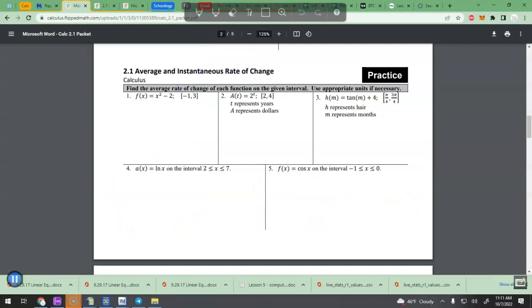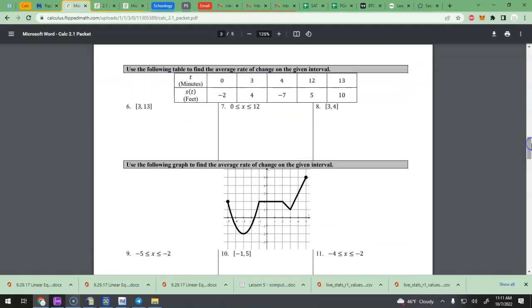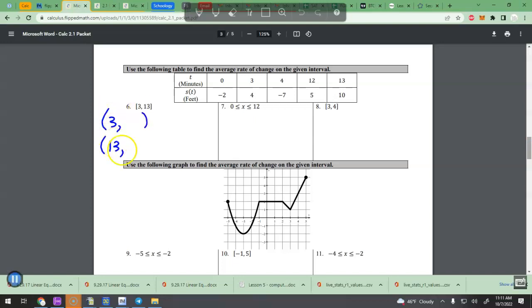So there's a couple more down here that are more from tables or graphs. We do a couple of those. So number 6, they're telling me between 3 and 13. So again, they're giving me 2 x values. And they're just giving me a table to find the y values instead of an equation. So what's the y value when x is 3? 4. So that's just this point. And when x is 13, it's 10. And then you're just going 10 minus 4 over 13 minus 3. So it'd be 6 tenths. Really just a slope.